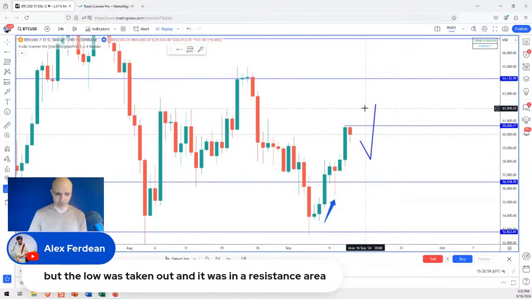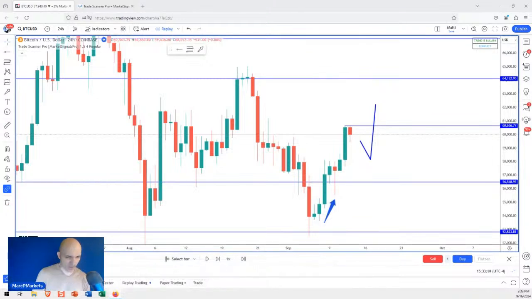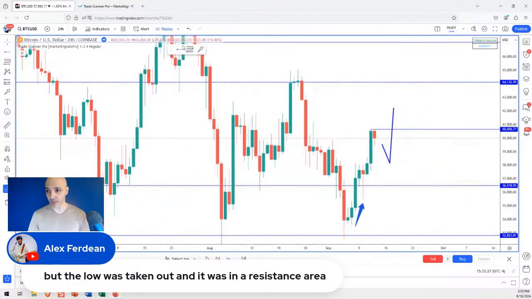But instead, the market gave us another look. Alex mentions it here. This is in his original message. He says, the low was taken out instead. Oh, so that's a new piece of information, isn't it? Not only was the low taken out, but where was this low taken out? Alex mentioned it was a resistance level.